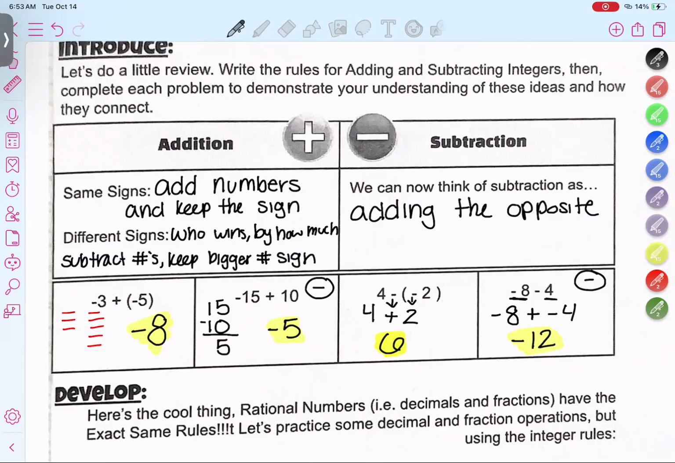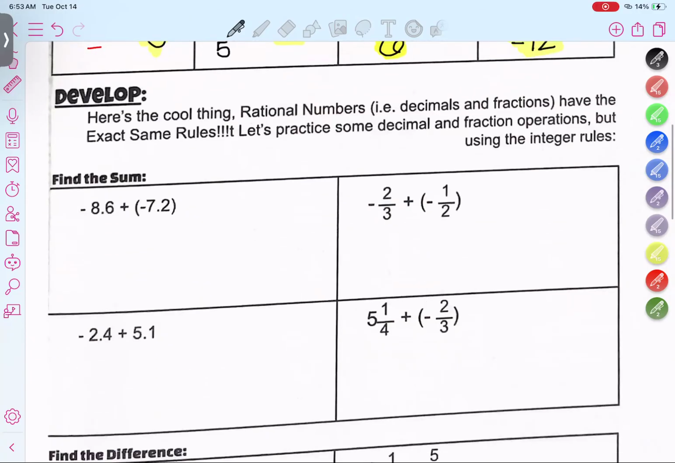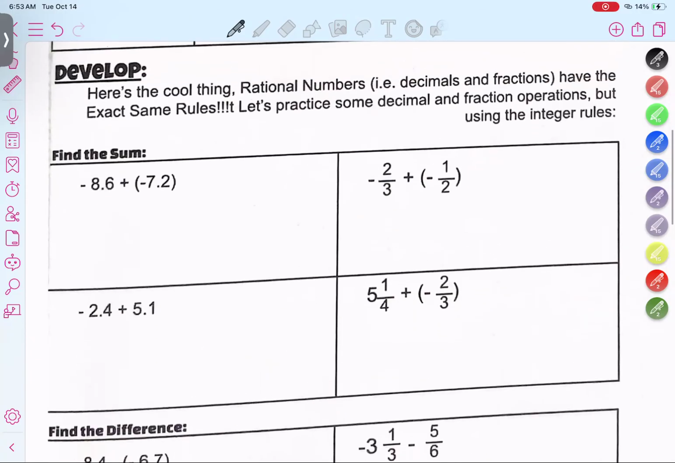So those are kind of the addition and subtraction rules that we have been going through. And we've been doing it with just integers, which is our positive and negative whole numbers. But now we're going to look at something called the rational numbers, and that includes our decimals and our fractions. Now our integer rules stay the same. Nothing really changes here. We're still using the same integer rules. Now we're just adding and subtracting with decimals and fractions.